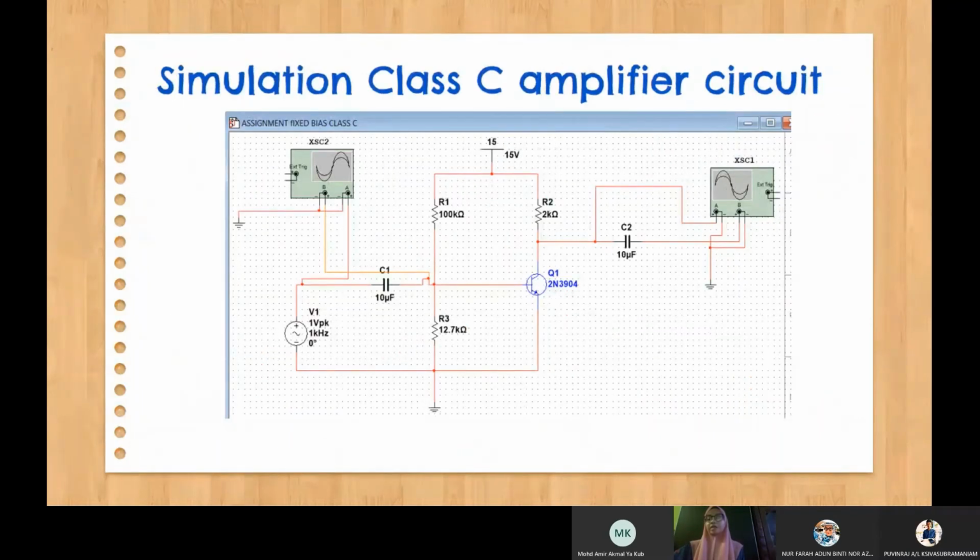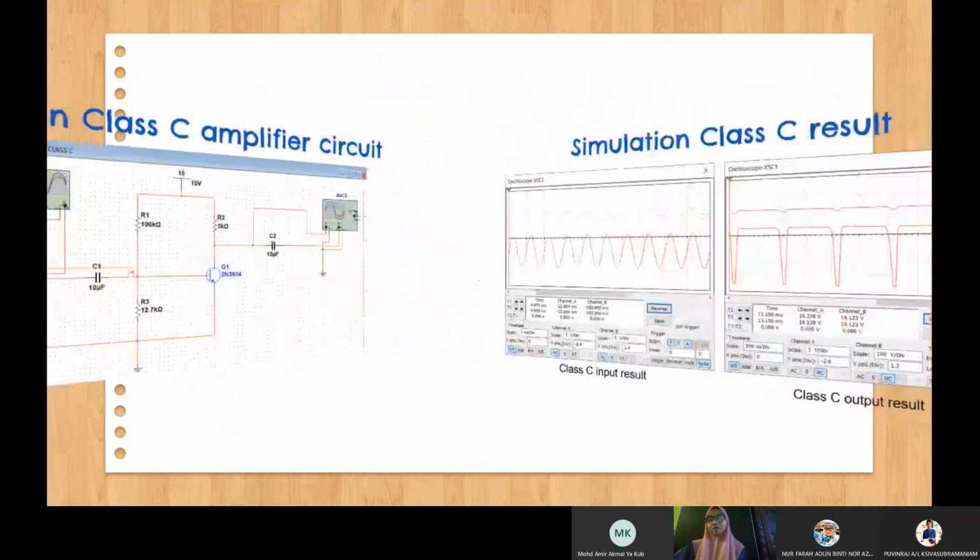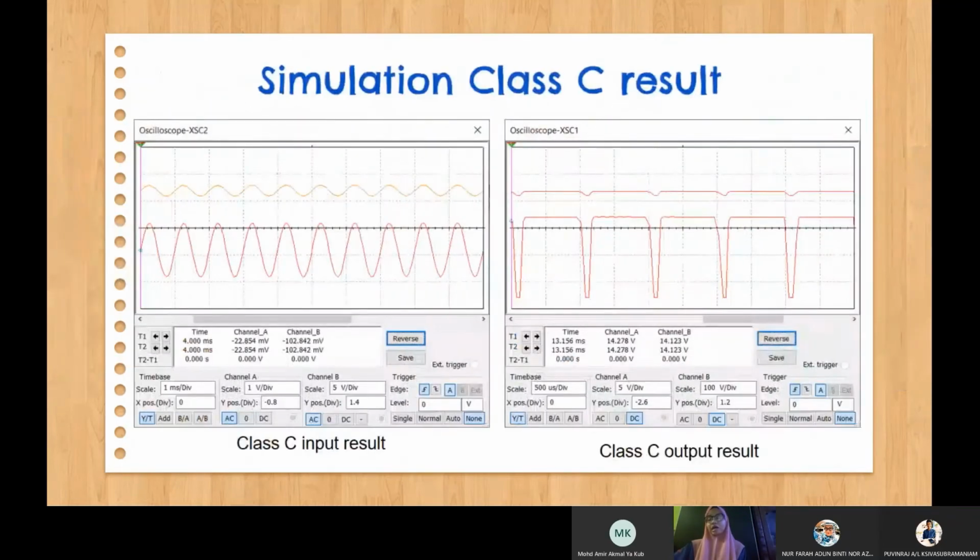This is an example of the simulation of a Class C amplifier circuit. As you can see in the slide, we put two oscilloscopes to get the result of the circuit. First, we put an oscilloscope on the input and the other one on the output. Next. So this is the result that we produced from the simulation.